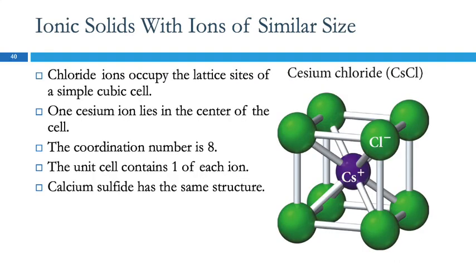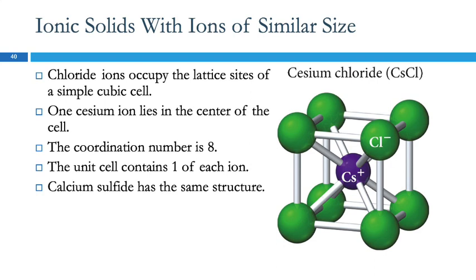So if we look at ionic solids where the ions are similar in size, an example is cesium chloride. So we have the green chloride ions, and the cesium ion is similar in size. And this is going to take on a simple cubic unit cell. What we want to look at here is just one of the ions, not both of them. Because if we look at both of them, we might say, well, that's a body-centered, right? Because there's one smack dab in the middle.